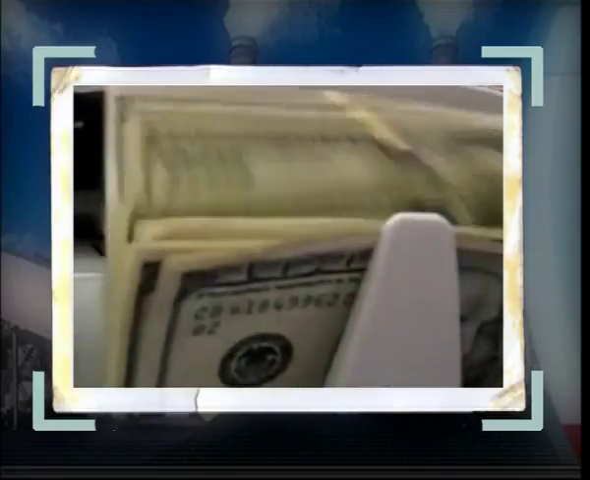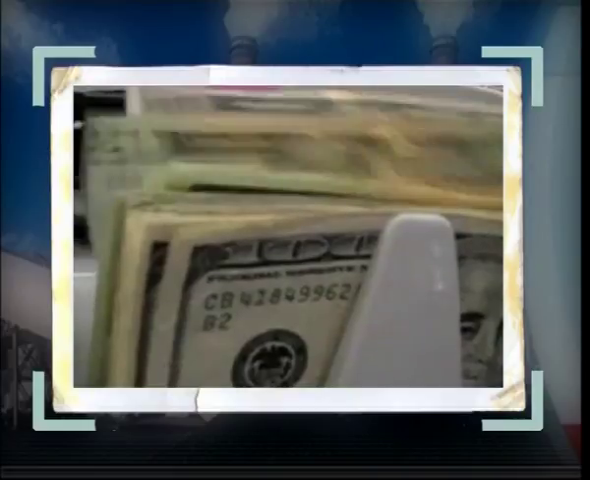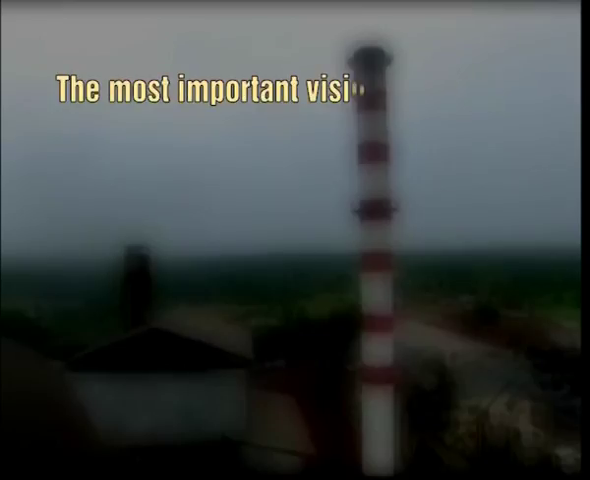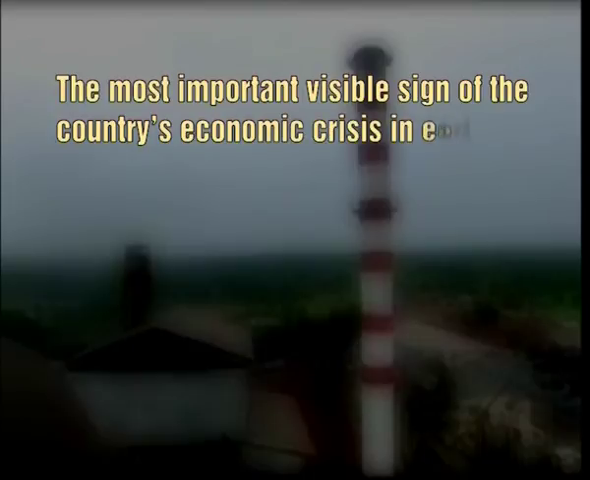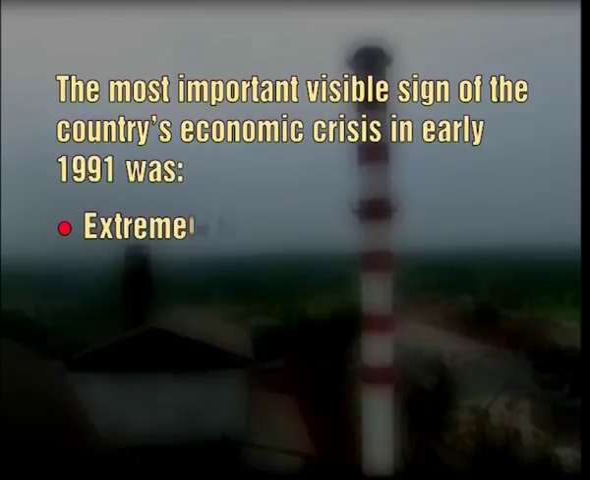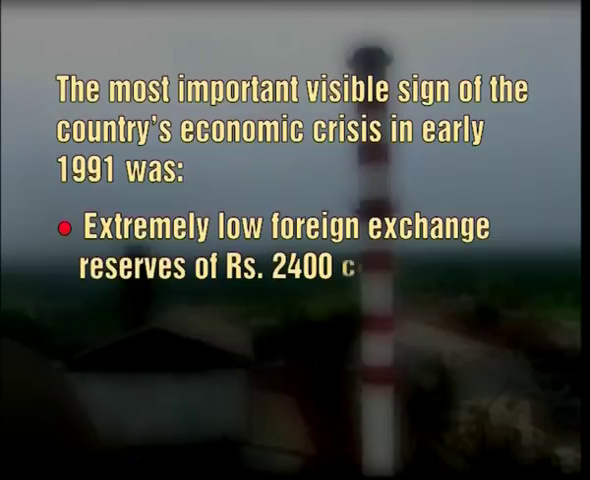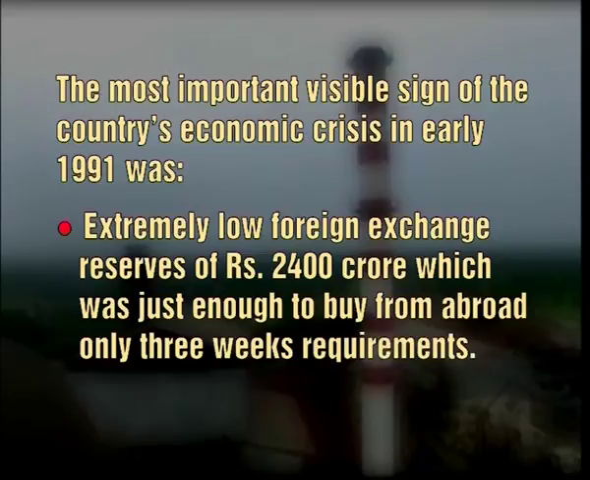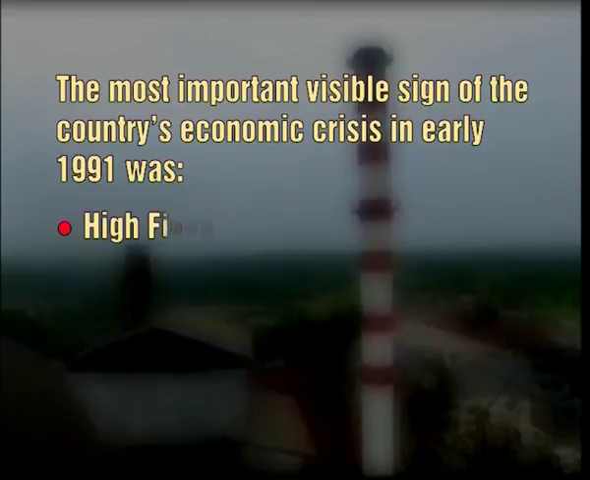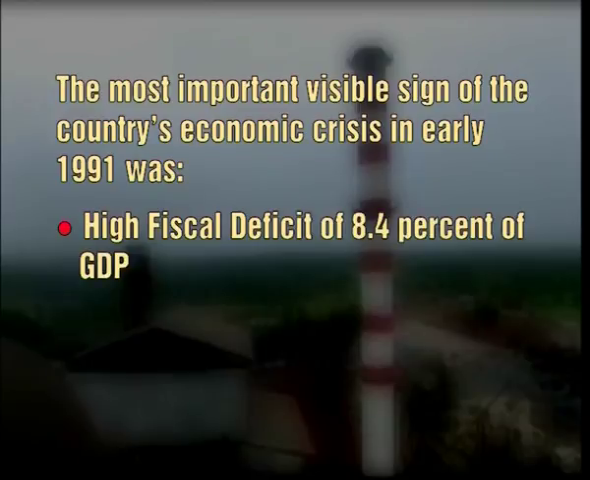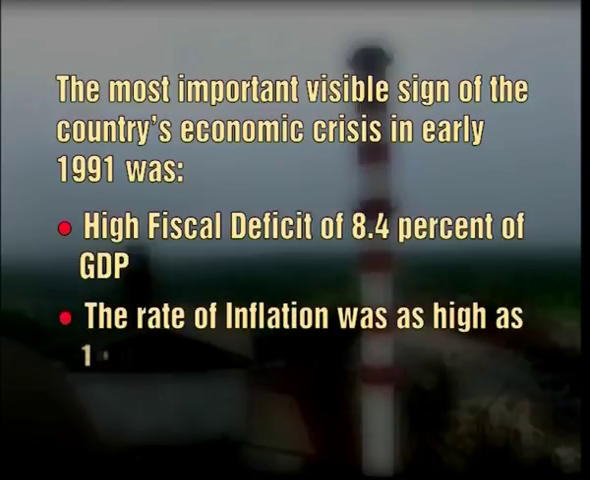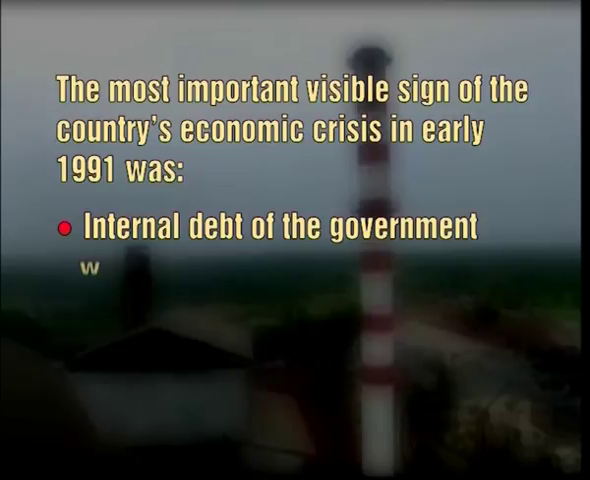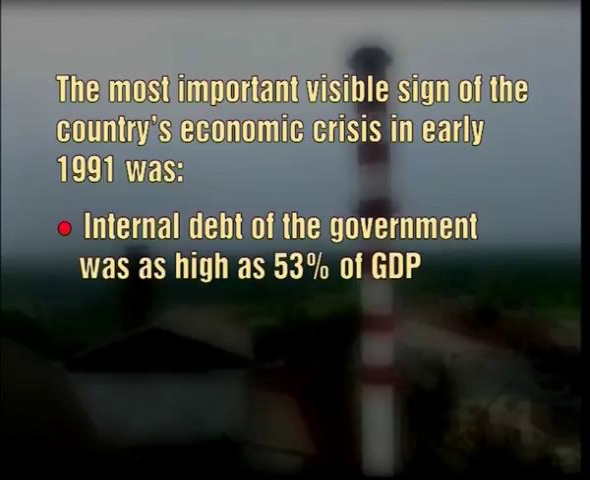The foreign exchange reserves had dried up to the point that India could barely finance 3 weeks' worth of imports. The most important visible signs of the country's economic crisis in early 1991 were, first, extremely low foreign exchange reserves of rupees 2400 crore, which was just enough to buy from abroad only 3 weeks' requirements. Second, a high fiscal deficit of 8.4% of GDP. Third, the rate of inflation was as high as 13.5%. Fourth, the internal debt of the government was as high as 53% of GDP.